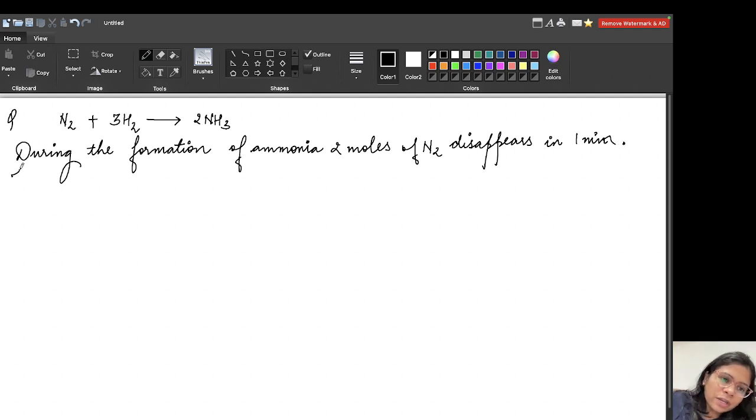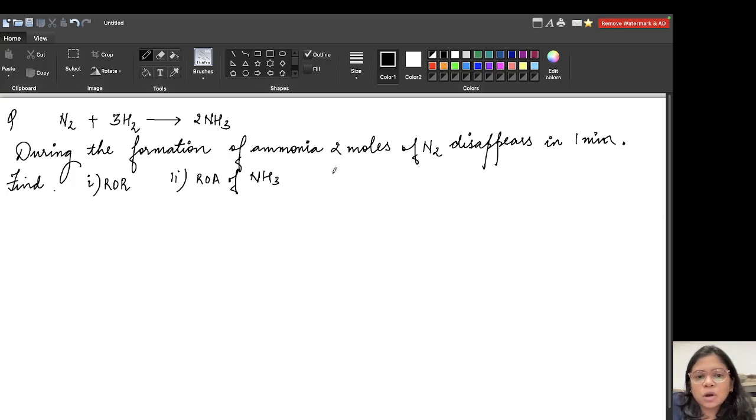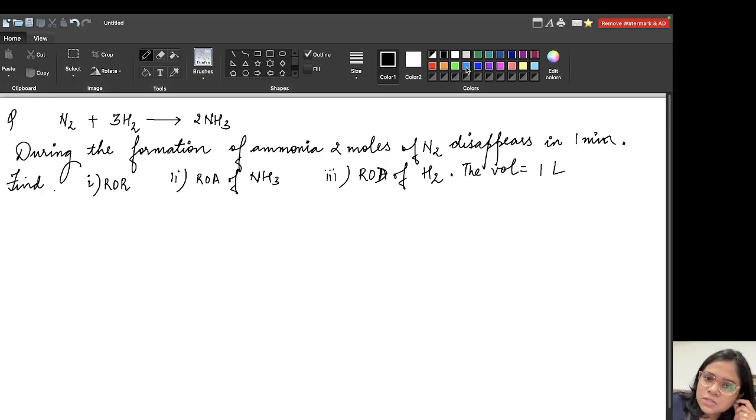So what do we need to find? We need to find three things. Firstly, the rate of reaction. Second, the rate of appearance of NH3. We have already studied this in the previous video: how do we find the rate of appearance and rate of disappearance? Third, the rate of disappearance of H2. And what is given to us is the volume of the vessel, which is 1 liter. So let's do this question. They are telling us 2 moles of N2 disappear. 2 moles of N2 are disappearing, right?